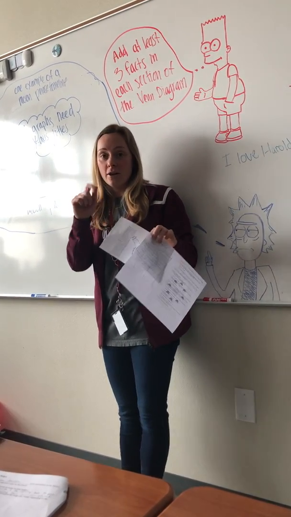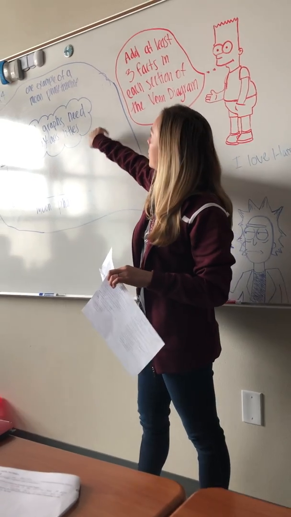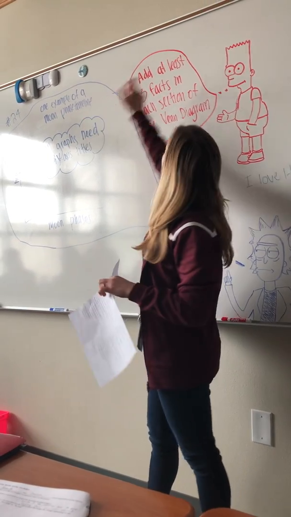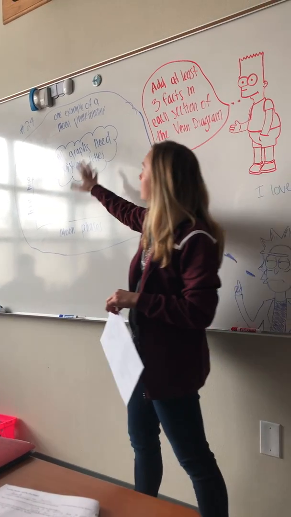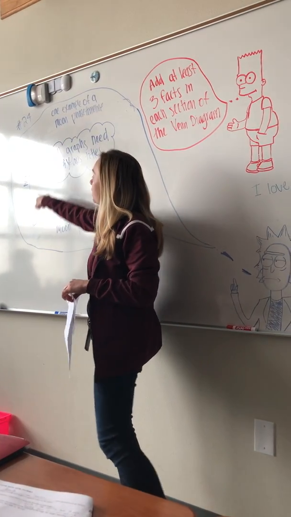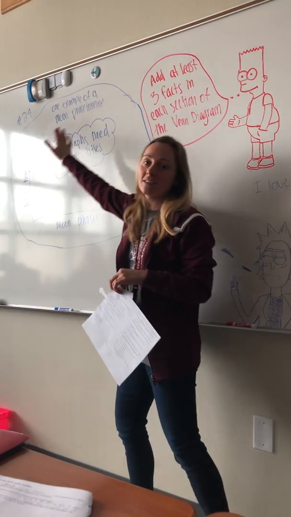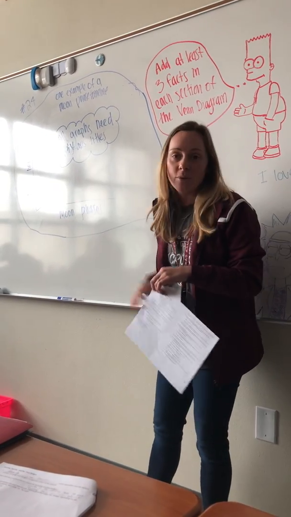For those of y'all that are with a sub, make sure that you're going to read the board. Questions 23 and 24. 23 is the Venn diagram. You need 3 facts in each. And 24, that's the one that talks about the moon phases and makes something that looks like this. You don't have to, but it's an easier way to answer that question.